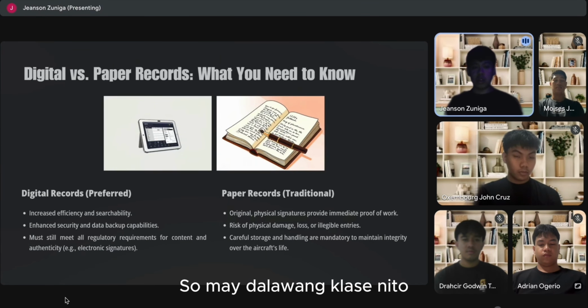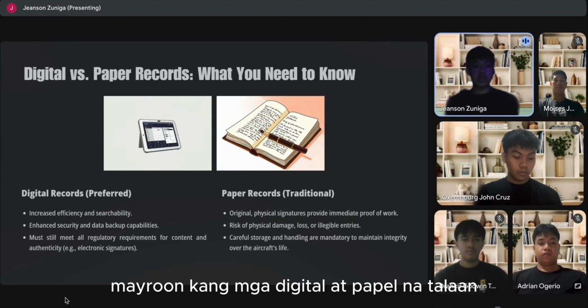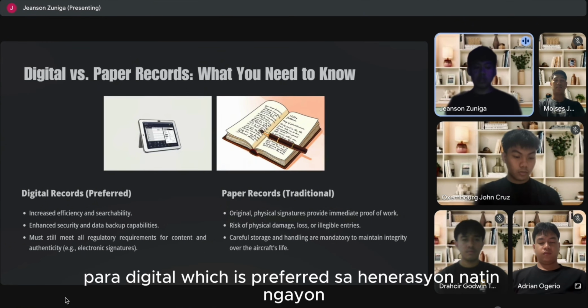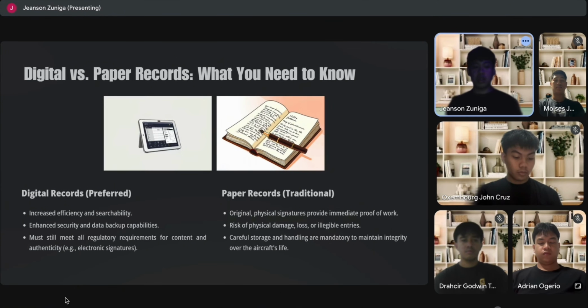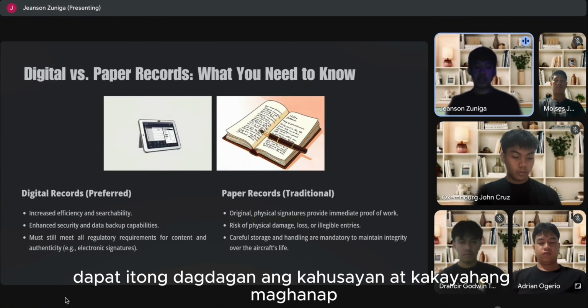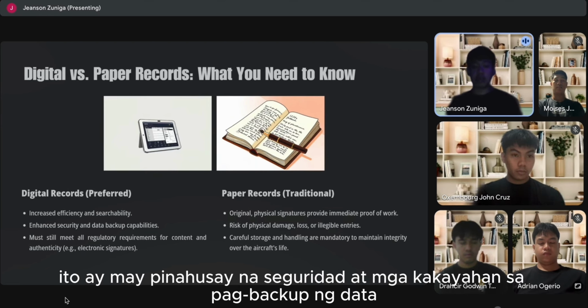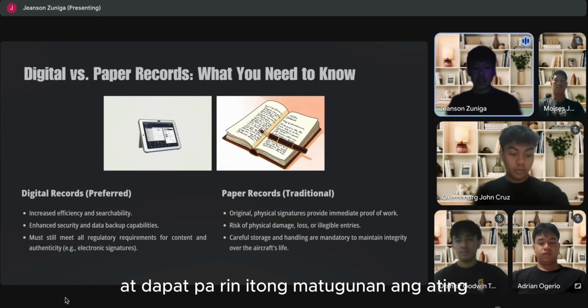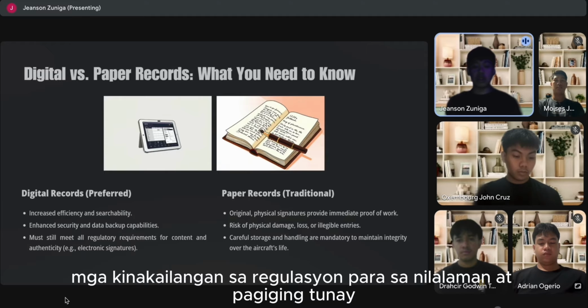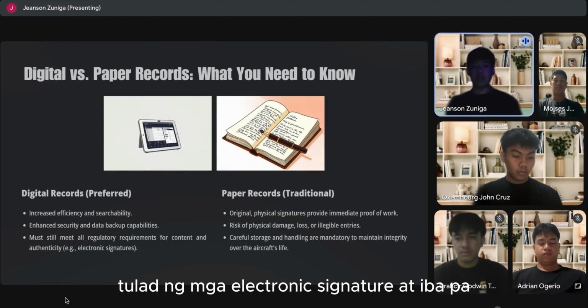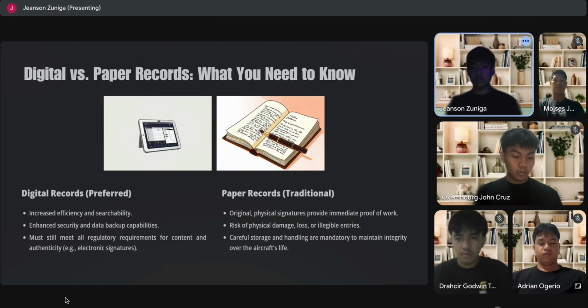So there are two kinds of it. You have digital and paper records. For digital, which is preferred in our generation now, we increase efficiency and searchability for our documents. It has enhanced security and data backup capabilities. And it still must meet all regulatory requirements for content and authenticity, such as electronic signatures.